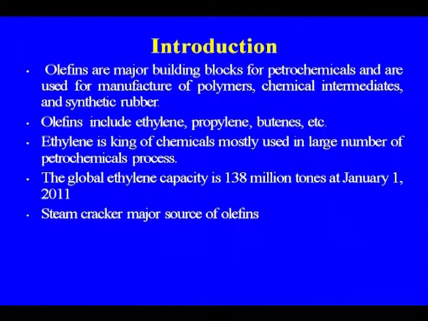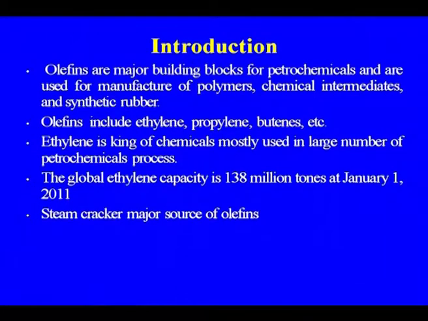In the cracking process, or even in the FCC, C4 and C5 hydrocarbons are also produced, so the recovery of those has become very important. Ethylene is the major product, so sometimes we call it the ethylene cracker. Ethylene is the king of chemicals, used in a large number of petrochemical processes. The global ethylene capacity is 1.138 million tons as of January 2011.